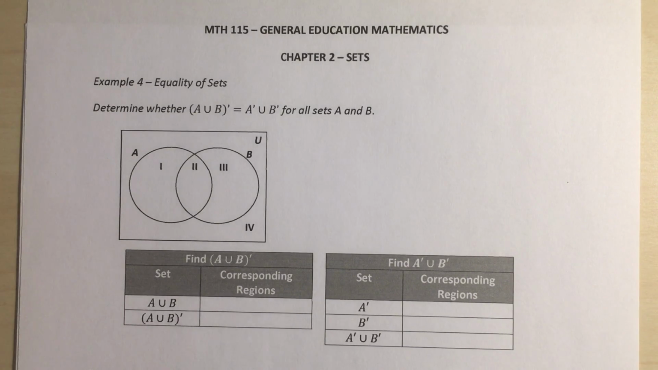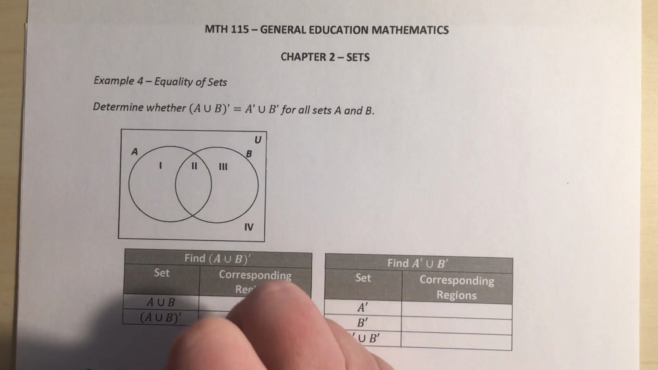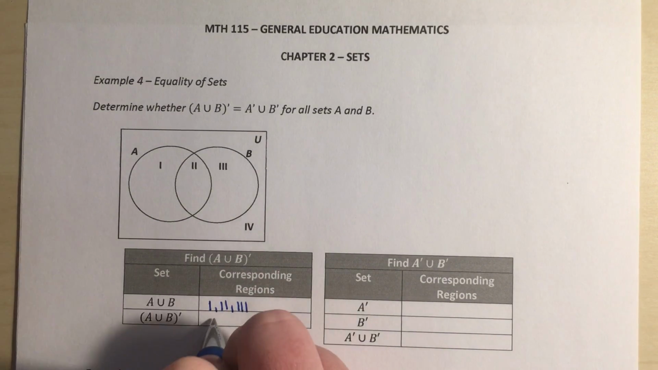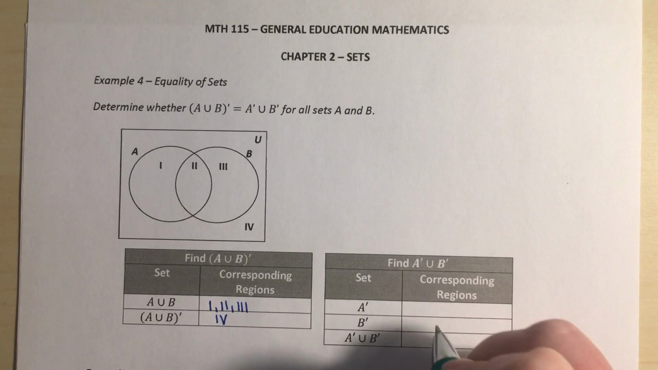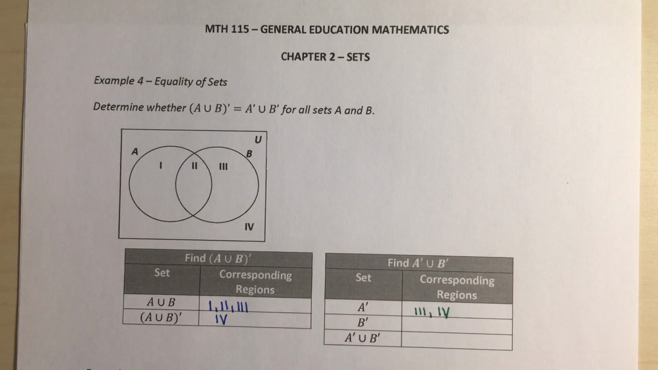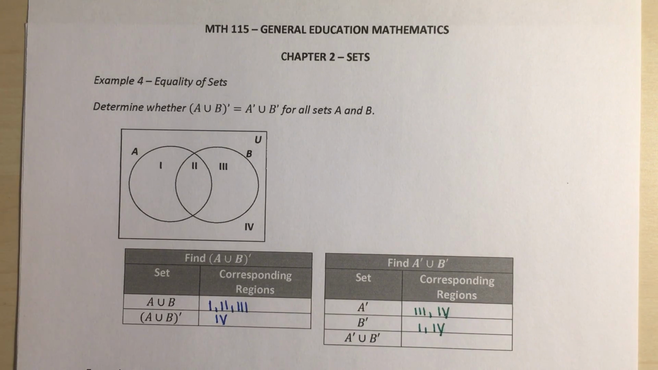All right, so determine whether (A union B) complement is equal to A complement union B complement. To start with, again, our tables are laid out for us here. A union B are regions 1, 2, and 3. And the complement of that, anything outside of our circles, is region 4. A complement, outside of A, again, is regions 3 and 4. B complement, remember, is regions 1 and 4. They're outside of B.